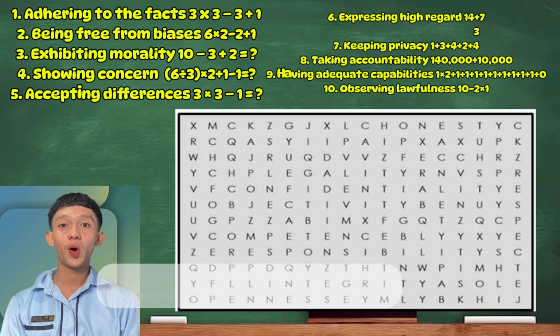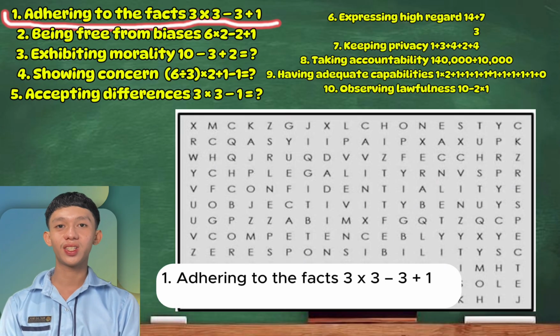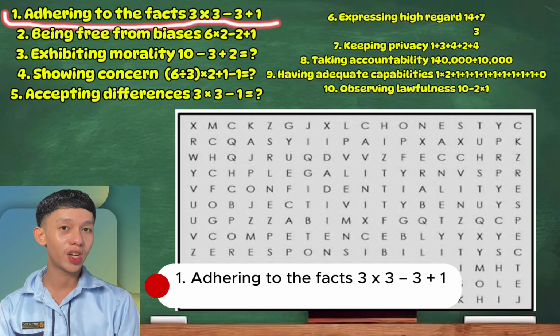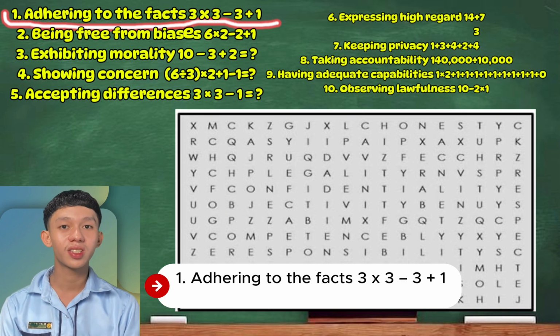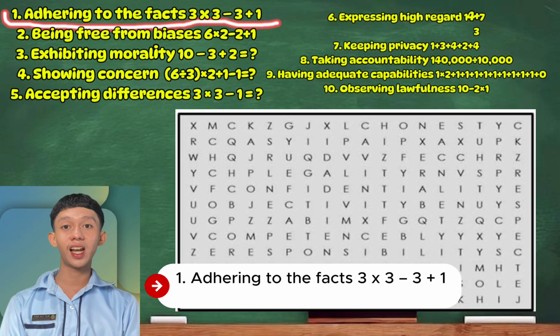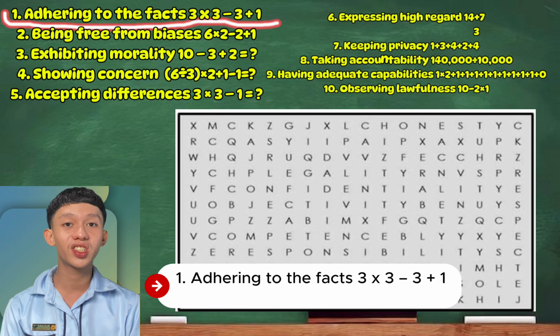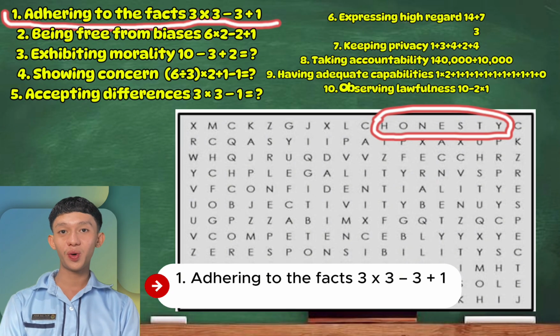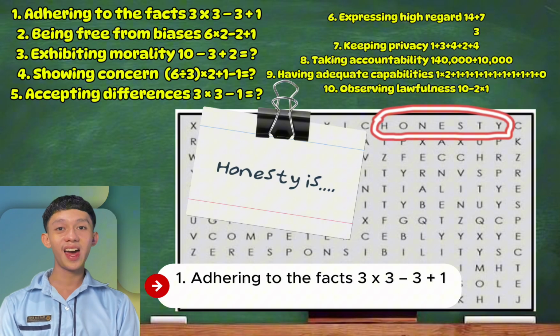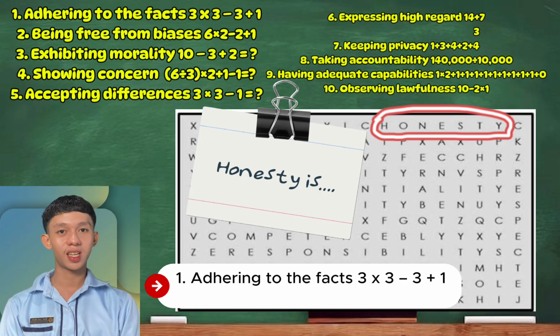So for example, we have clue number 1, adhering to the facts, with the equation 3 times 3 minus 3 plus 1 equals 7. It means that you have 7 letters to look for in that single word adhering to the facts. Now, you have the word honesty. Then after that, you write a short single sentence description out of it.